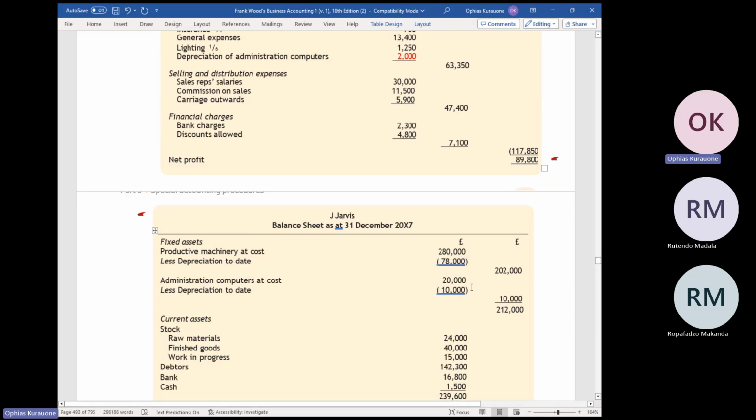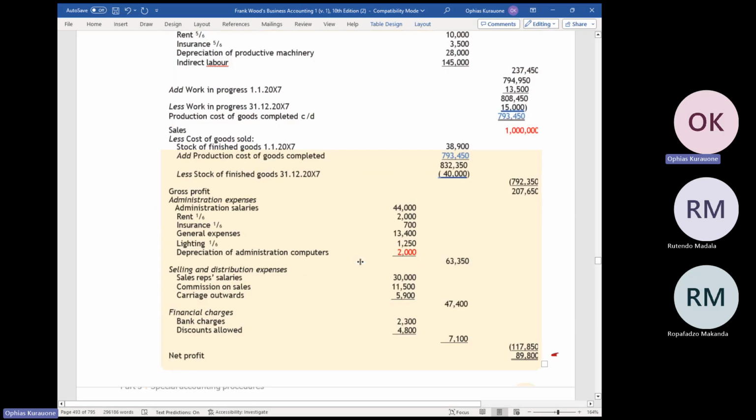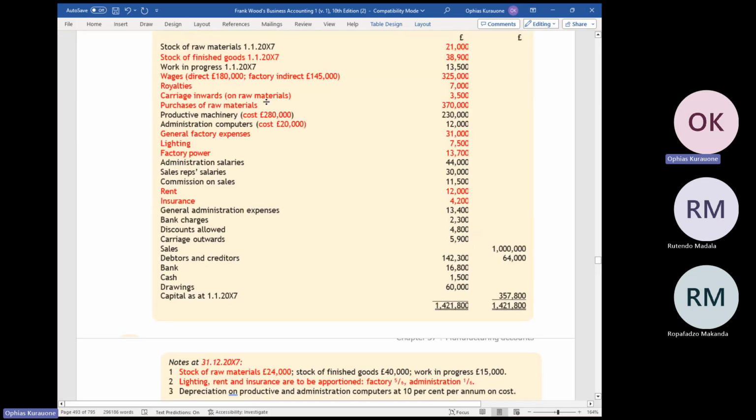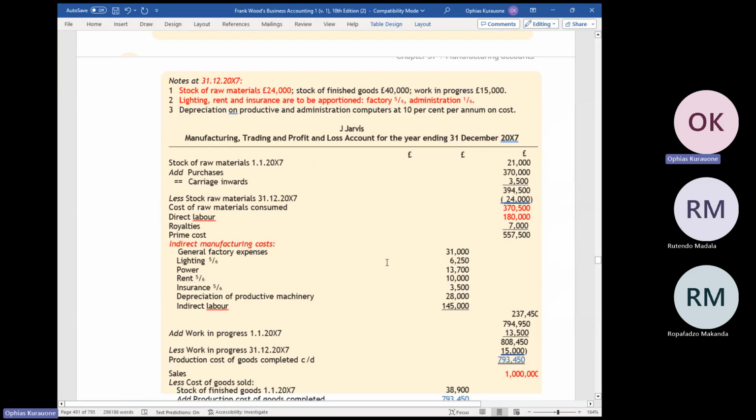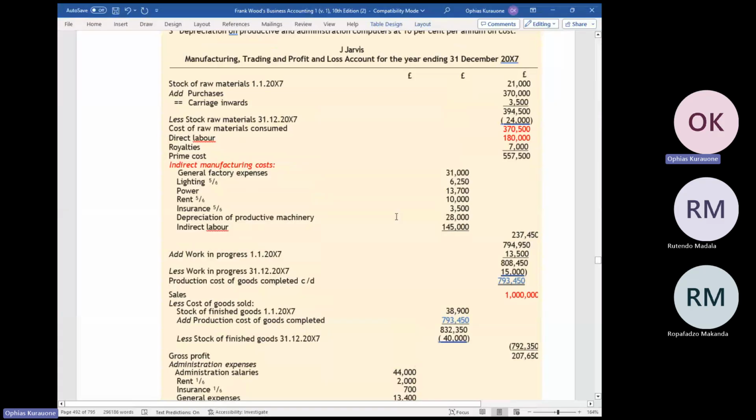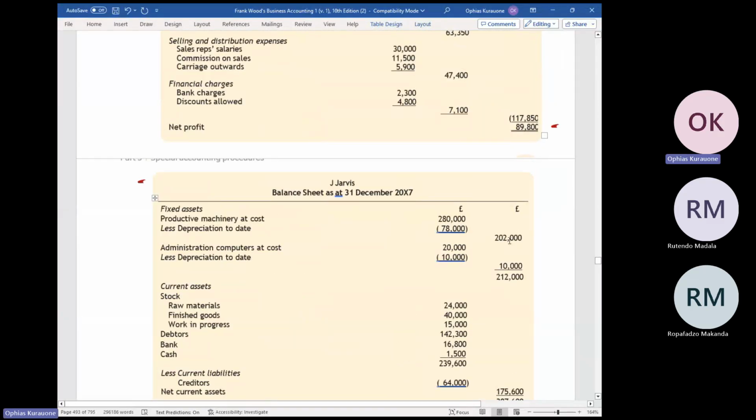Computer, that is 20 minus 10. Here we've got accumulated depreciation on our computer system. The value is 20 minus 12, which means there was an accumulated depreciation of 8, and the current year is 2,000 on the profit and loss, making it 10. So 20 minus 10 gives 10,000. So this is what we are supposed to do.